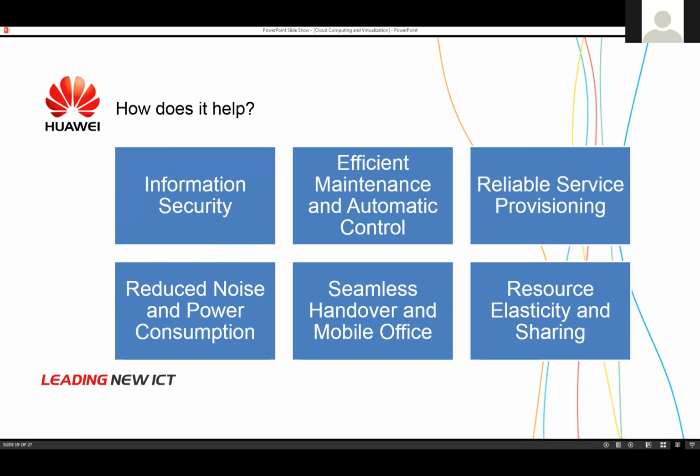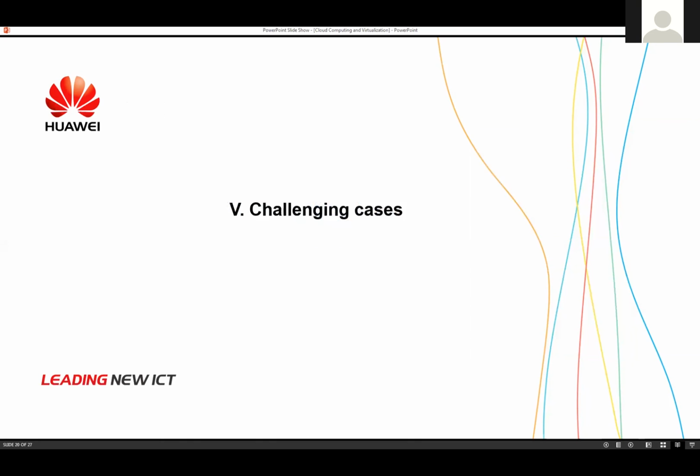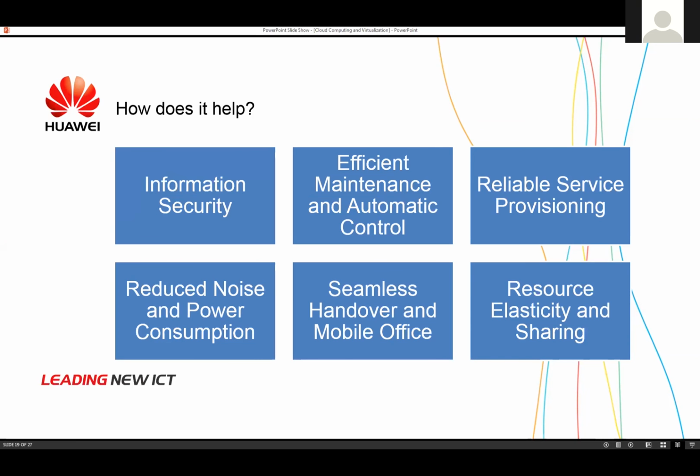Okay. So now, how does Fusion Access help me? Well, I think we have already discussed pretty much of it, like the information security, the efficient maintenance and automatic control, the reliable service provisioning, reduced noise and power consumption, the seamless handover, and the resource elasticity and sharing, which is really a great and an easy way to provide virtual desktops.